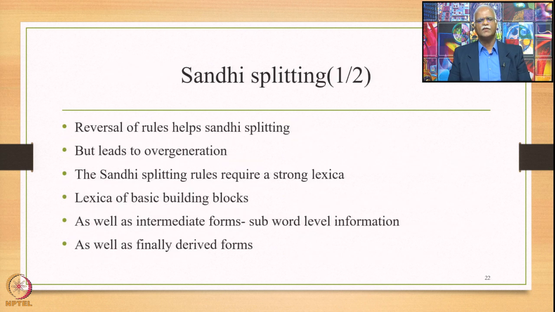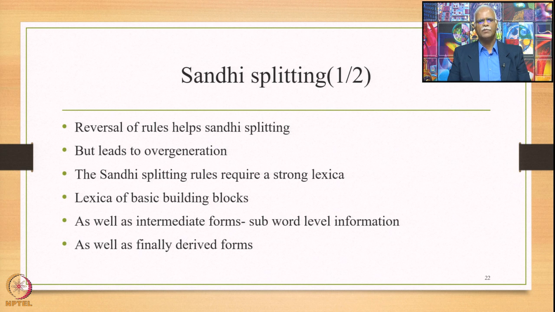Now let us look at sandhi splitting. So we have so far studied the sutras with the help of which sandhi is generated. We also in this lecture studied some examples where sandhi got generated. Now let us talk about sandhi splitting. Simply, reversal of rules will help sandhi splitting. This is quite simple, but there are problems. The major problem is overgeneration.